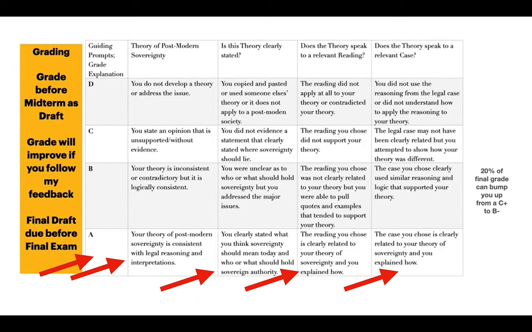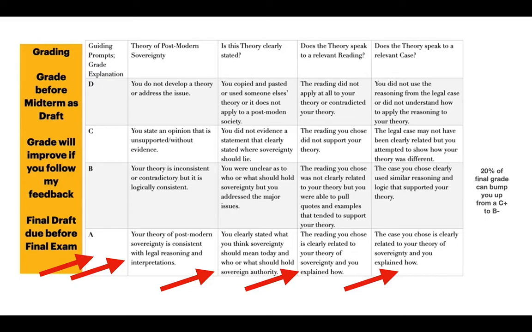And so all of the answers before that, the B level answers, the C level answers, the D levels, they're just not doing that. Usually it's because it's unclear, or you didn't really understand the reading, or maybe you picked the wrong one. You should have picked a different one that makes sense. So if you need to change your reading, or you need to change your case for your final revision, you should definitely do that.